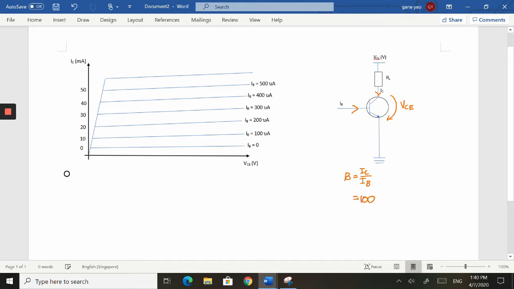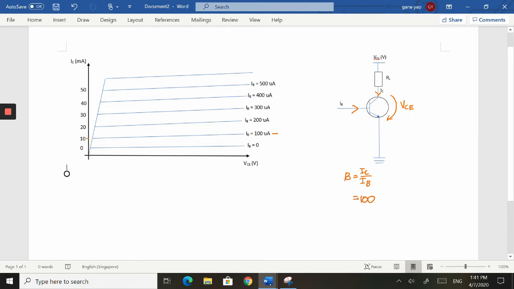If we have a beta value of 100, that means for every IB that we have, IC is 100 times that of IB. And we can see this from the Ic-Vce graph. If I have 100 microampere for my IB, going in here, I should have a corresponding value of 10 milliampere. It's 100 times more.